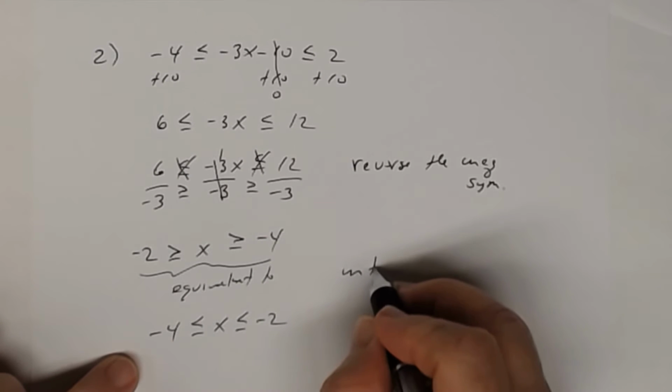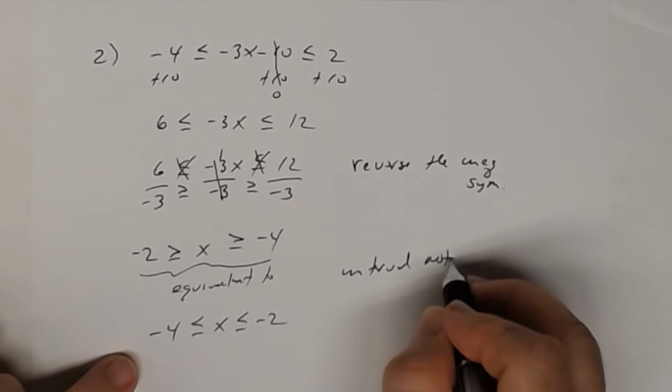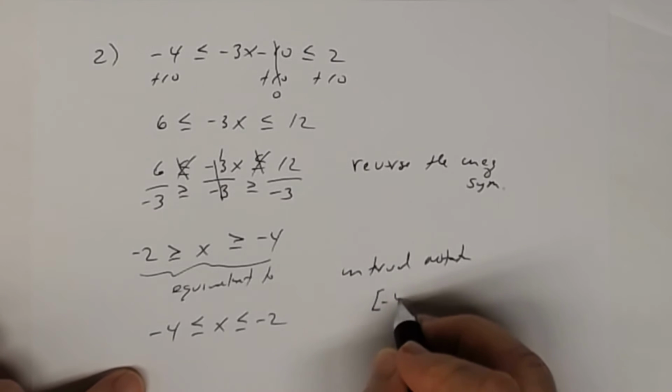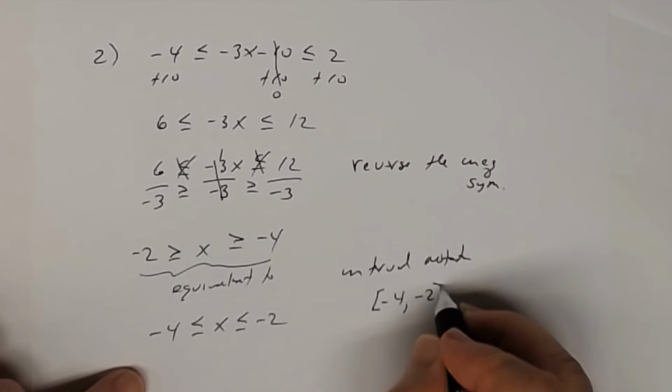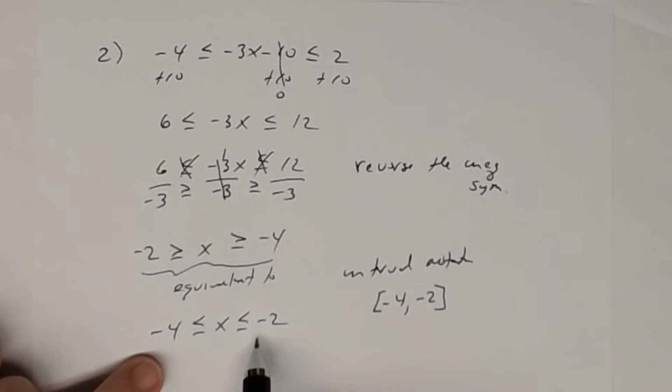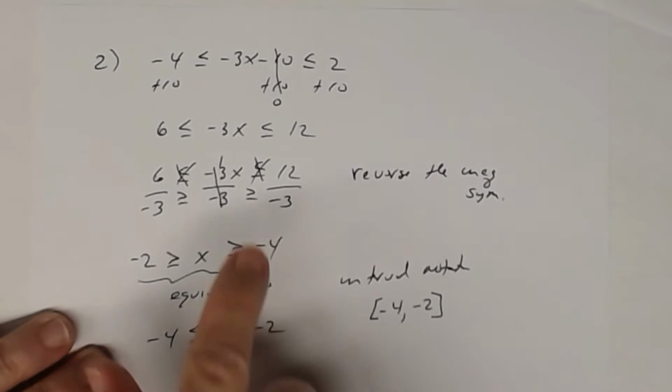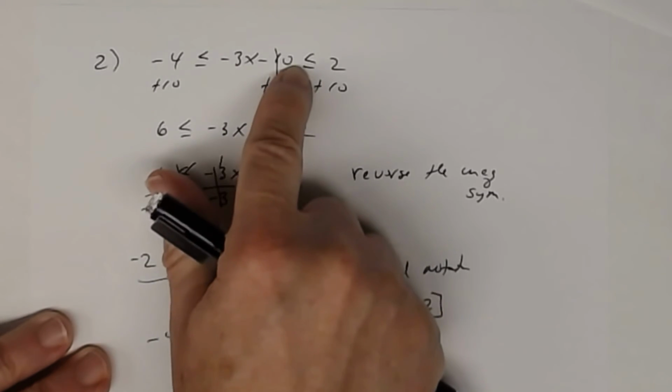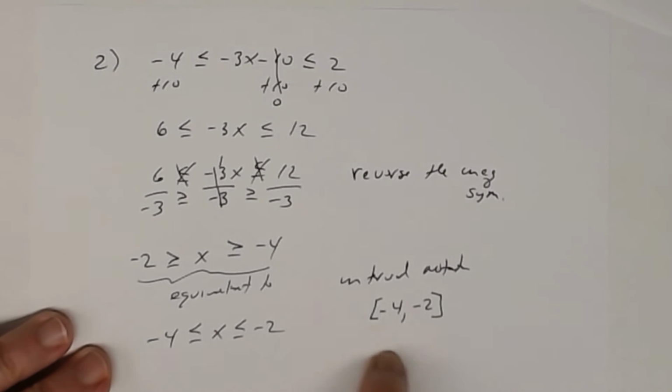And so therefore your interval notation, you're going to say bracket negative 4 to negative 2 bracket. And brackets because of the equal sign. Negative 4 and negative 2 are also solutions. So the solutions to this compound inequality will be any real number, rational, irrational numbers, that's between negative 4 and negative 2, including negative 4 and negative 2.